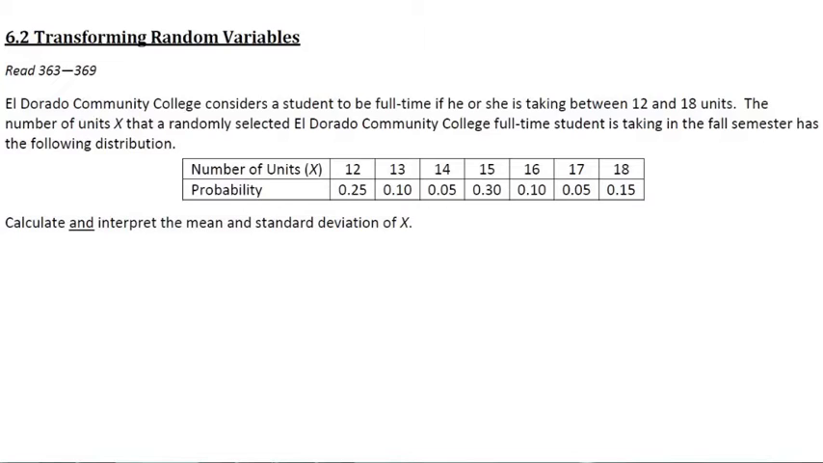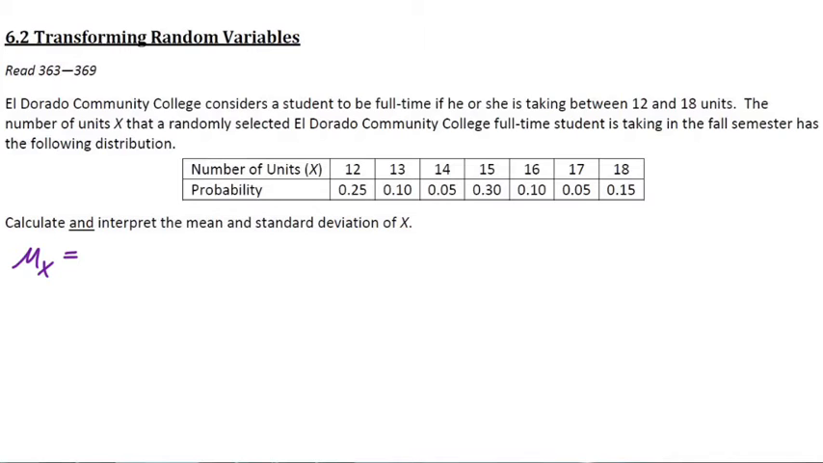So X is definitely a discrete random variable, right? We have these fixed categories, either you're taking 12, 13, 14, and so on. The first part here asks us to calculate and interpret the mean and standard deviation of X. And what is X? That's our random variable that represents the number of units that a student at this school is taking, whatever the student is at this college, right? So let's start with the mean.